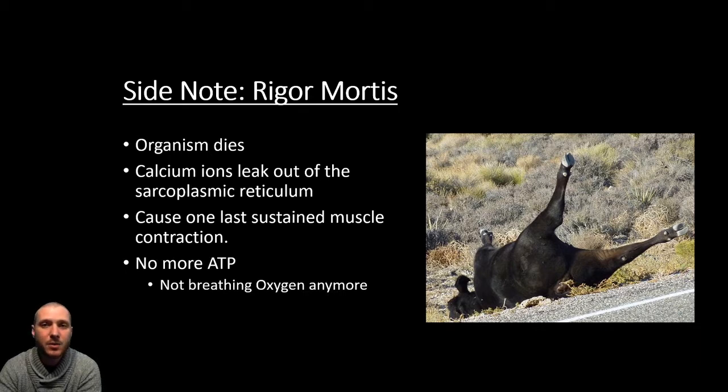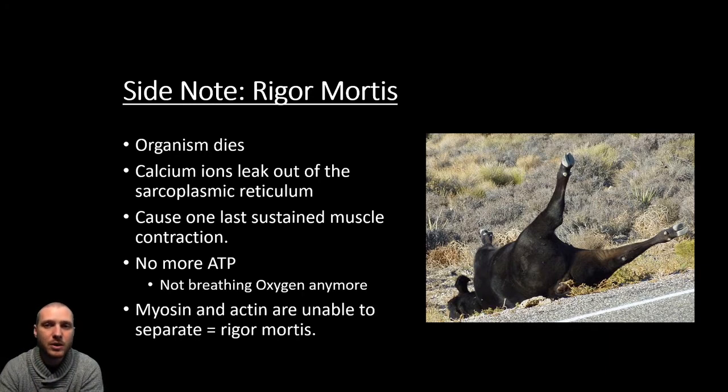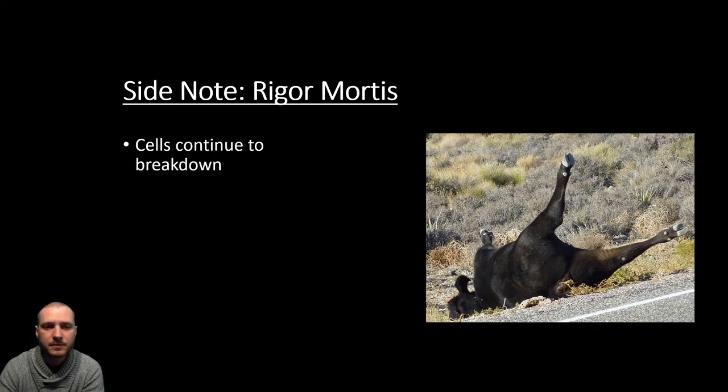And also because we're dead, we're not bringing in any more oxygen, so we're not going to be able to produce any more ATP. And if you remember when we talked about those myosin heads binding and unbinding, the myosin head needs ATP to separate itself from the actin molecule. So because there's no ATP, we now can't separate those myosin and actin heads, so the muscle is going to stay in a contracted state for many hours, up to 12 hours, I'd say.